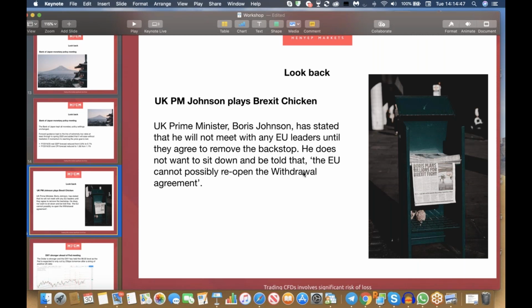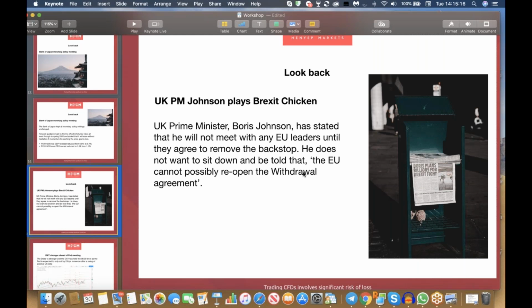And I live over here in the UK, and I noticed a definite shift in perspective and tactic. There's been a definite shift, and the market is taking it a lot more seriously now, which is why the pound is being sold off, because the potential for a no-deal Brexit is very high now. So, okay, he's stated he will not meet with any EU leaders until they agree to remove the backstop.